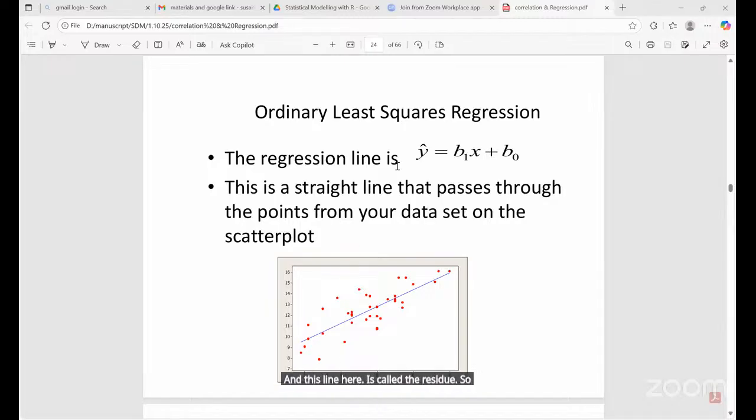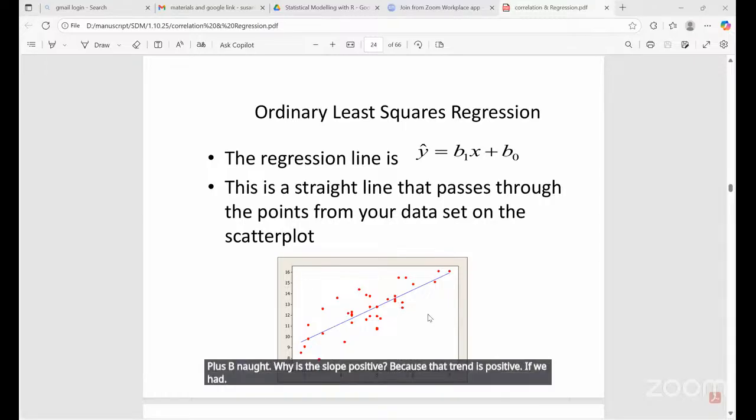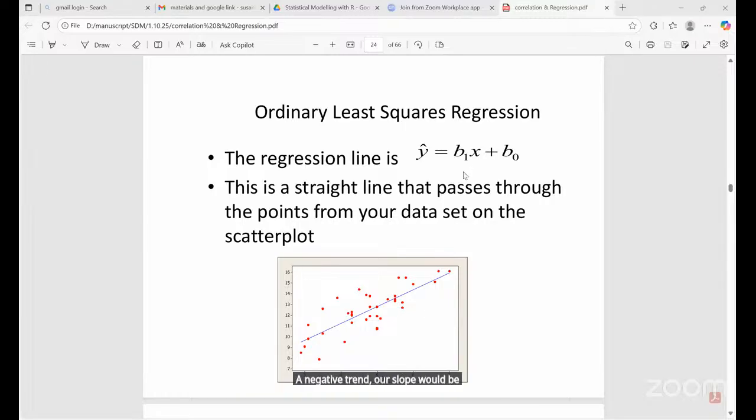So the regression line is represented as y hat, hat meaning estimated, is equal to the slope b1 x plus b naught. Why is the slope positive? Because the trend is positive. If we had a negative trend, our slope would be minus b1.